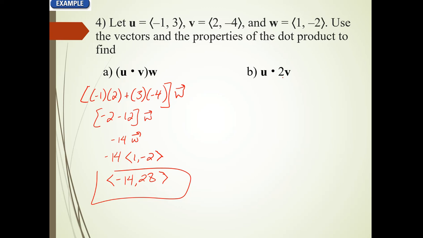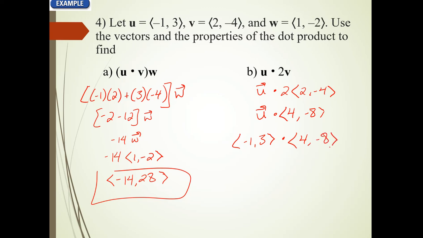For this next one, let's do 2 times vector v first. So vector u dot 2 times vector v, so that's 2 comma -4 doubled, which gives vector u dot 4 comma -8, a vector with the pointy brackets. Now vector u is -1 comma 3, which we're going to dot with 4 comma -8. So now we do the dot product. That's -1 times 4 plus 3 times -8, which is -4 minus 24, -28.